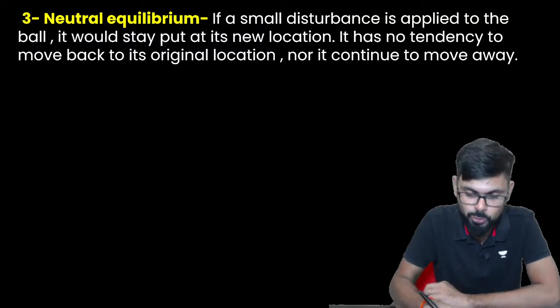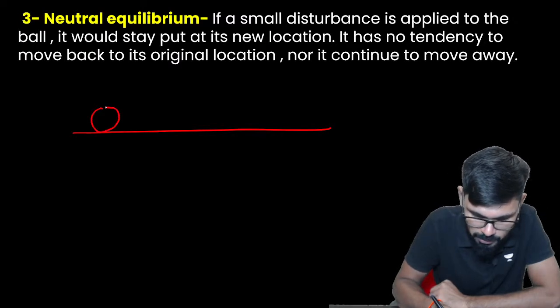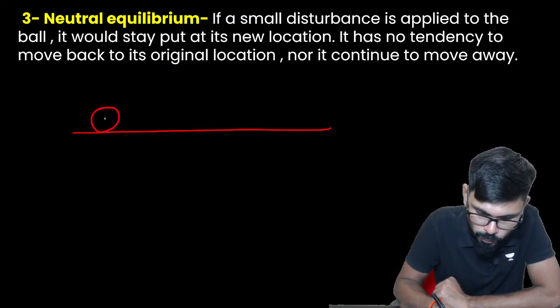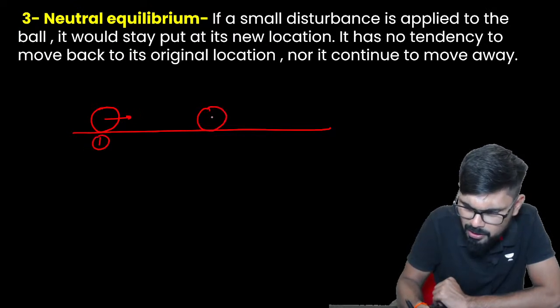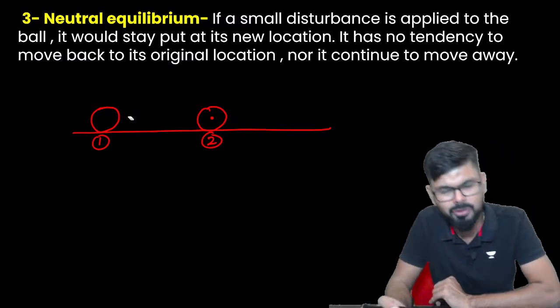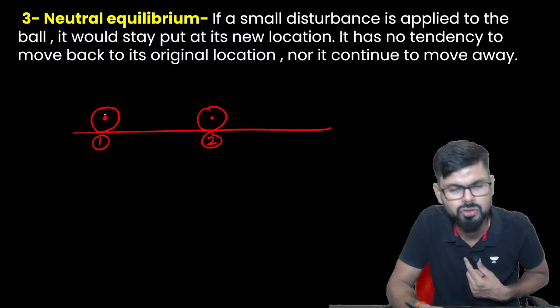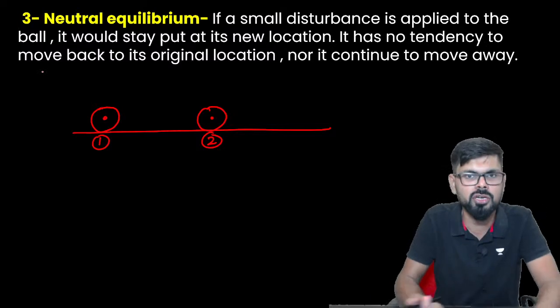Then the third one is neutral equilibrium. Neutral equilibrium means suppose it is a flat surface and here some ball is there. Now if you push this ball from state 1 to state 2, it will reach state 2 and stay there. But there will be no effect of gravity, because nothing is going to change, since no force or couple is going to be produced. So this is what neutral equilibrium is.